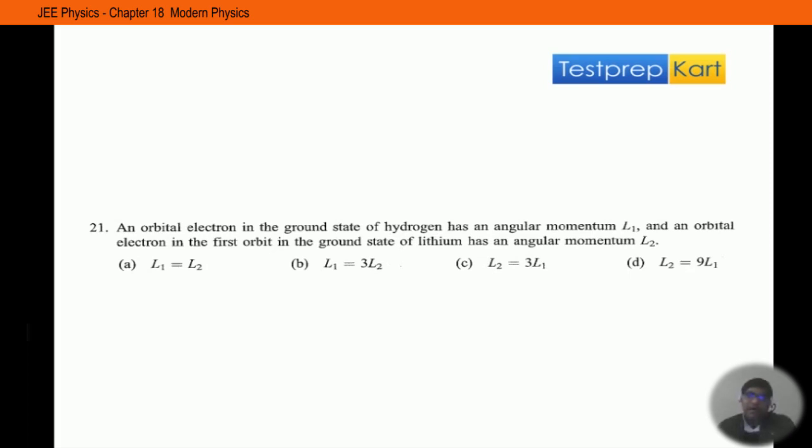An orbital electron in the ground state of hydrogen has angular momentum L1, and an orbital electron in the first orbit in the ground state of lithium has angular momentum L2. If we go by Bohr's atomic model, then the angular momentum of an electron, that is mvr, must be equal to n h over 2 pi. Here h over 2 pi is a constant, Planck's constant divided by 2 pi, and n is the number of the orbit in which the electron is orbiting. For hydrogen and for lithium, both electrons are in the ground state. It means the value of n is the same. It means they will have the same angular momentum. So option A is correct.